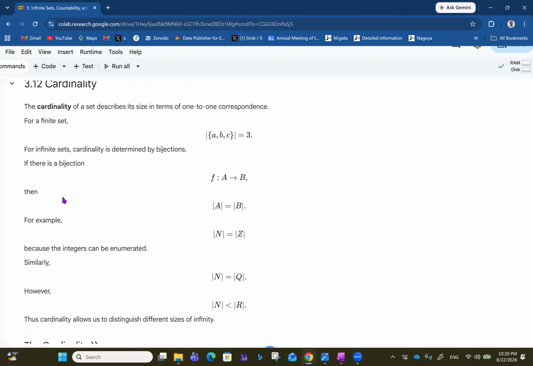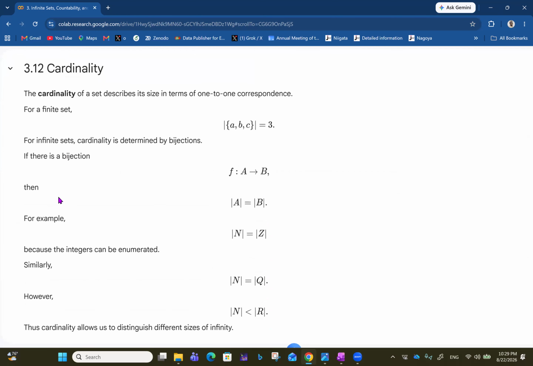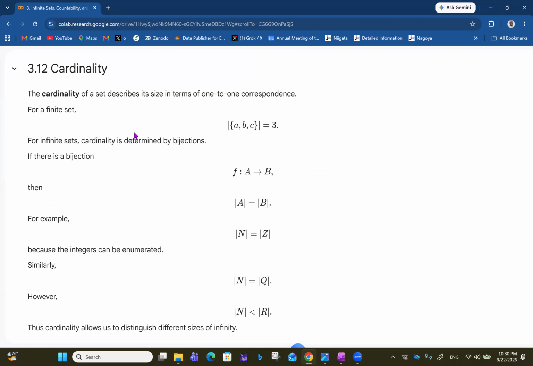Now we go ahead to talk about cardinality. Of course, this is not our first time of talking about cardinality. The cardinality of a set simply describes its size in terms of one-to-one correspondence. For a finite set, the cardinality of {a, b, c} is 3. For infinite sets, cardinality is determined by bijections. So if you can clearly establish that an infinite set is bijective with the natural numbers, then you can determine its cardinality to be equal to aleph 0. If there is a bijection between A and B, then the cardinality of A is equal to the cardinality of B.